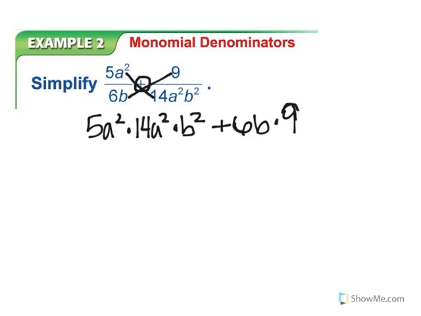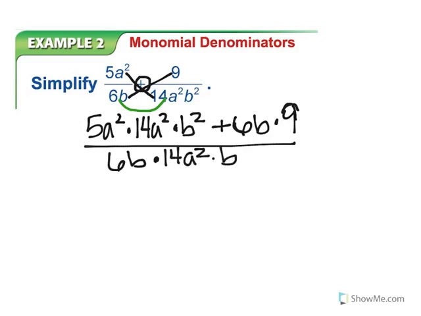Now, we have a fraction, so we need to make sure we get our denominator. And the way you do this is you complete your SMILE, and you're going to multiply the two denominators together to get 6b times 14a squared times b squared. Now all you have to do is combine like terms, and you'll have your answer.